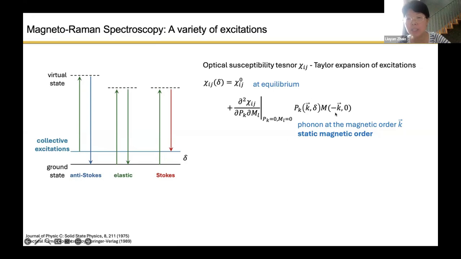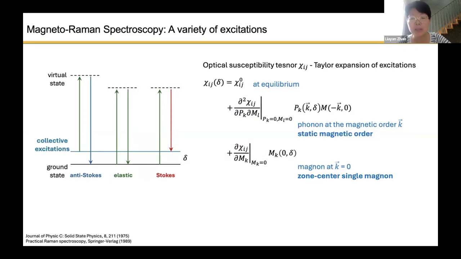Because of the participation of the magnetic order itself, this process is actually a way to detect your static magnetic order. So Raman is able to probe your magnetic order, if it's at finite wave vector, through this process. Another possibility is to probe the magnetic excitation at the gamma point. This is really just a zone center single magnon process.